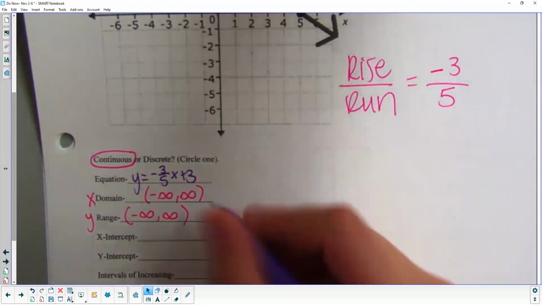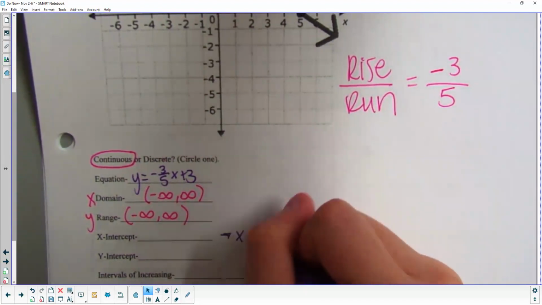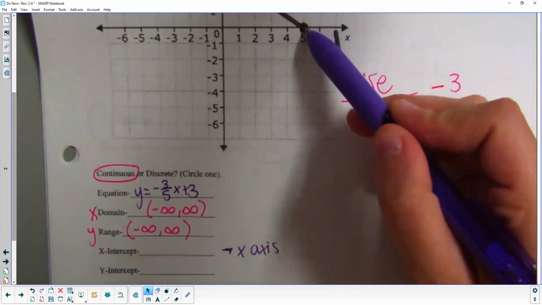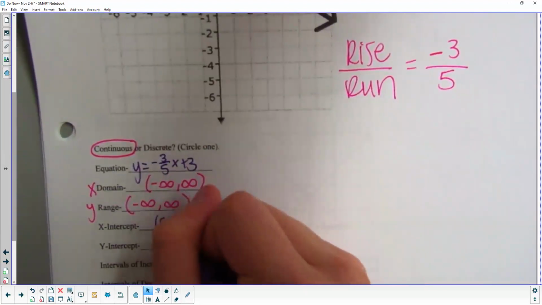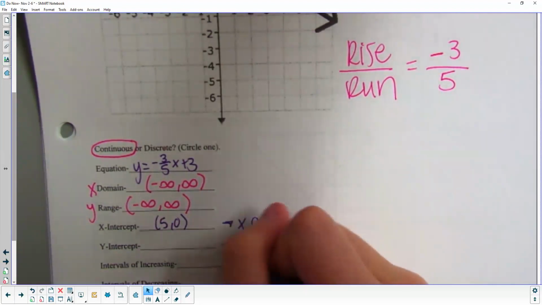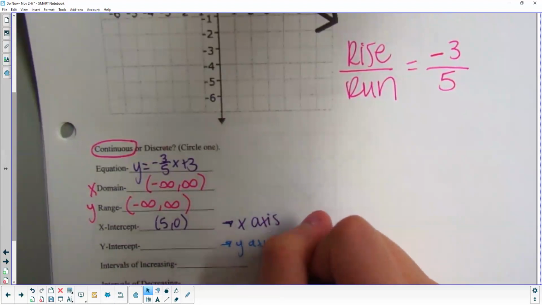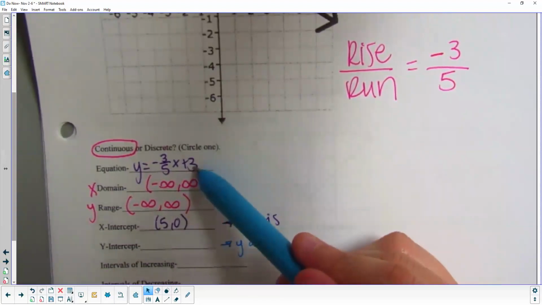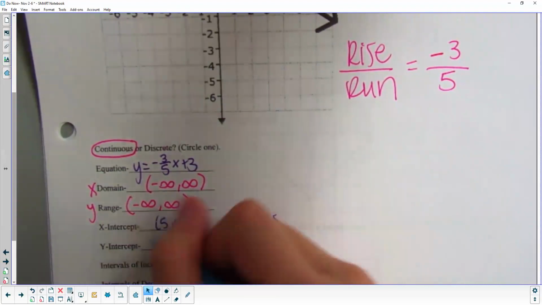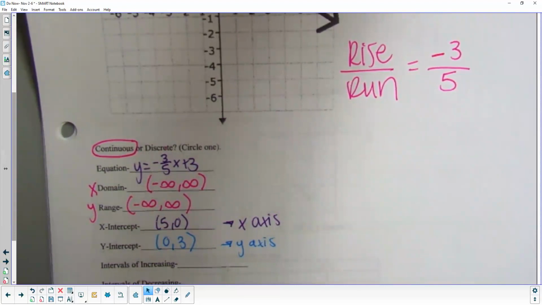The x-intercept is where it crosses the x-axis. So it crosses the x-axis right here at 5, and that's going to be (5, 0). The y-intercept you can also find in your equation, but it also crosses the y-axis. It crosses the y-axis at 3. Now, you can't just write a number. These are points here. So it is (0, 3).